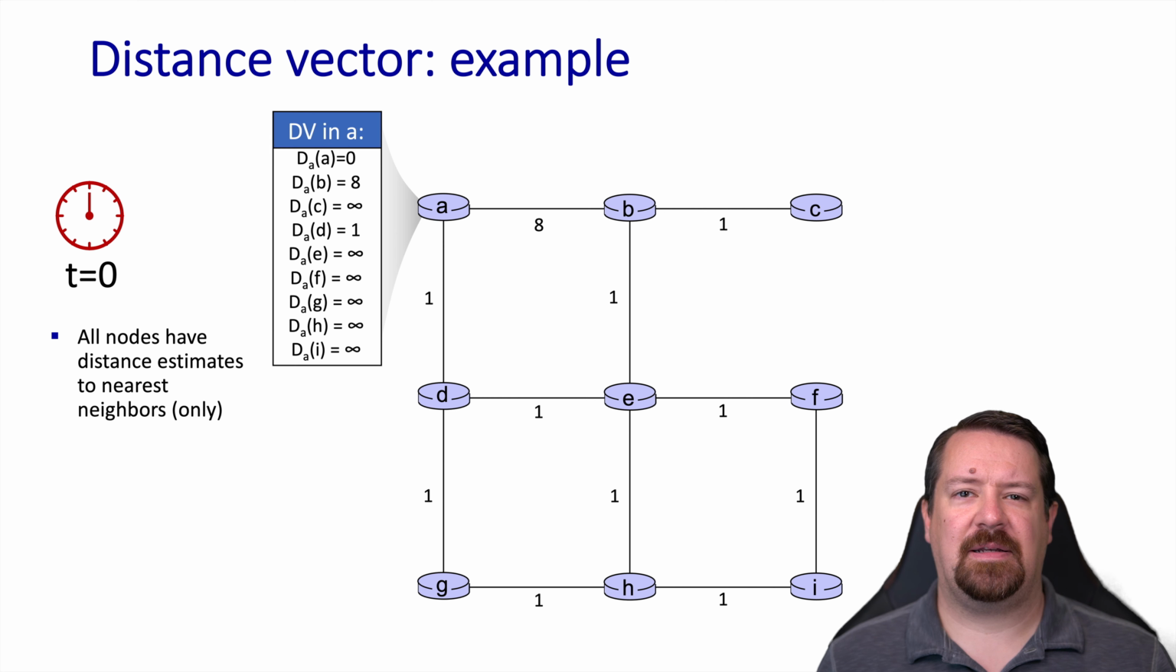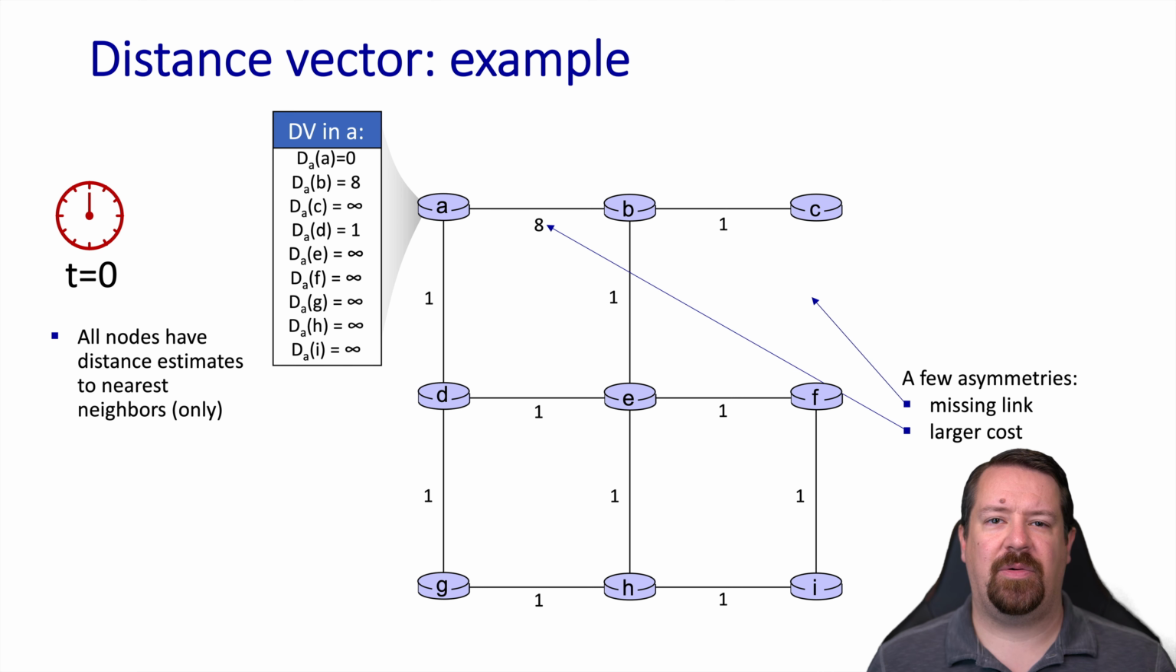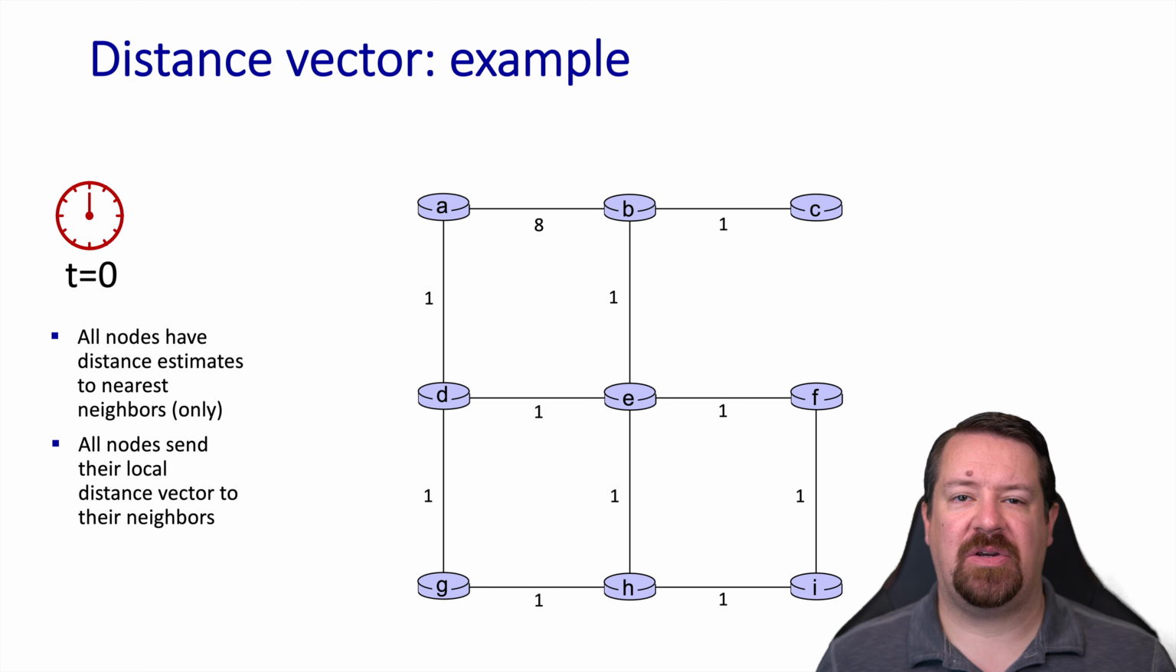So let's look at this in the context of another network example. Time 0 is our initialization, where each node only knows the cost to its direct neighbors. So in A's distance vector, we see that the cost to most of the destinations is infinity, and it just knows the direct cost to B and D. We also note that we've got one extra high cost in this to keep things interesting, and one missing link between two of the nodes. So at the end of the initialization, all of the nodes will send out their distance vectors to their neighbors.